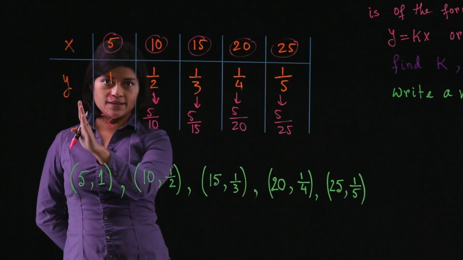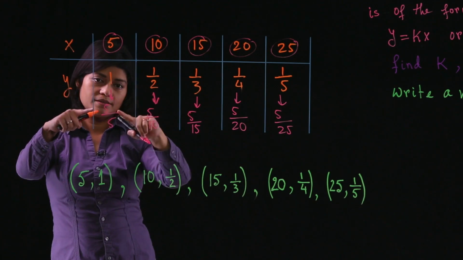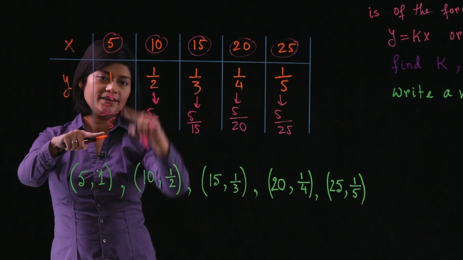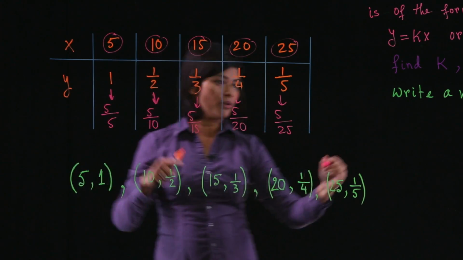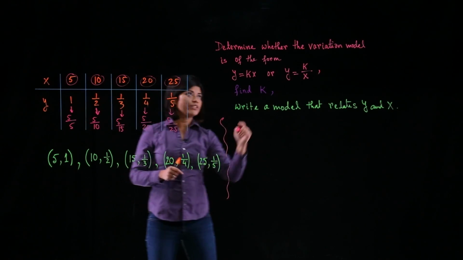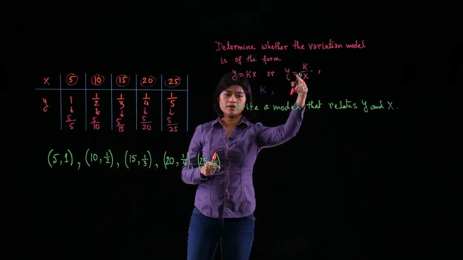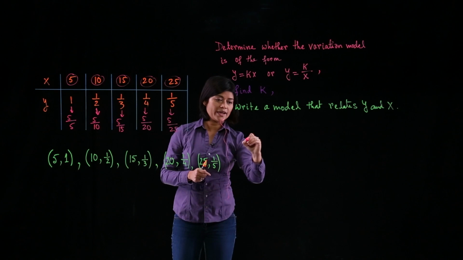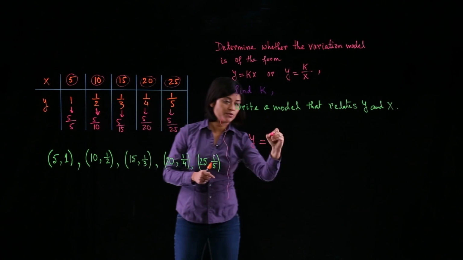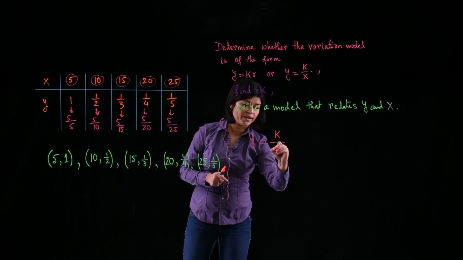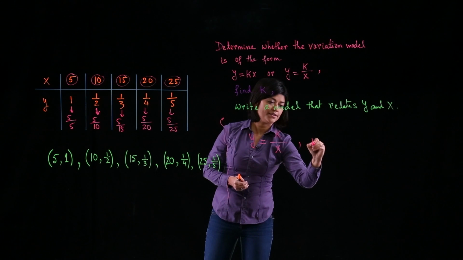So, do you realize then how y is related to x? See, y is the constant 5 divided by x values, 5 divided by x. Therefore, which of these two models are we using? Of course, the second one, right? So, our answer is y is related to x this way. y is equal to k divided by x, where what is the value of k? k is 5.